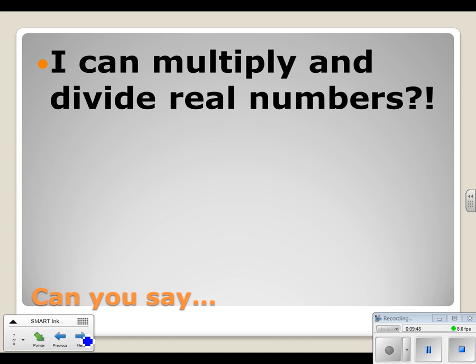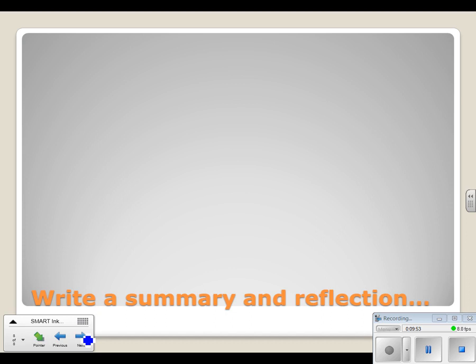Can you say, I can multiply and divide real numbers? Write a summary and reflection and be prepared with your questions in class.